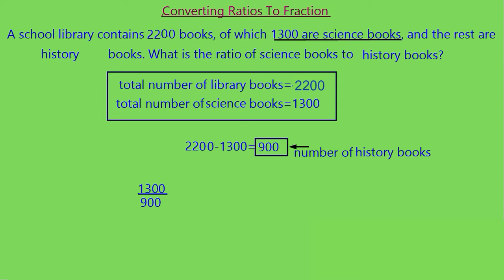1,300 divided by 20 gives 65. 900 divided by 20 equals 45. So our ratio is reduced to 65 over 45.